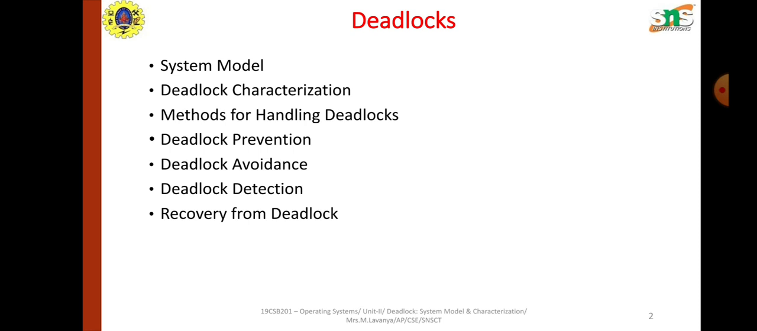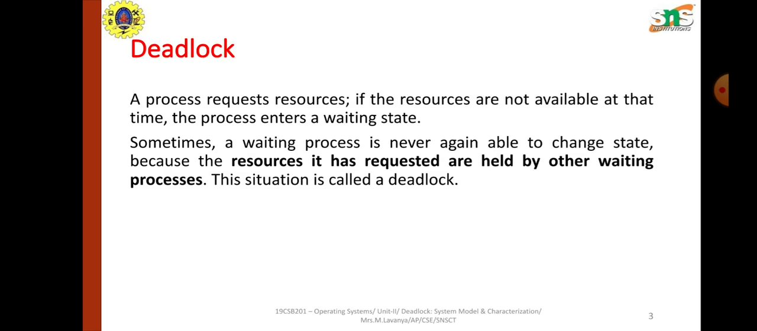Let's start the session. First, let's see what is a deadlock. A deadlock is when a process requests a resource which is needed by the process for completing its work. In that state, if that resource requested by the process is already held by another process, then this process has to enter the waiting state.